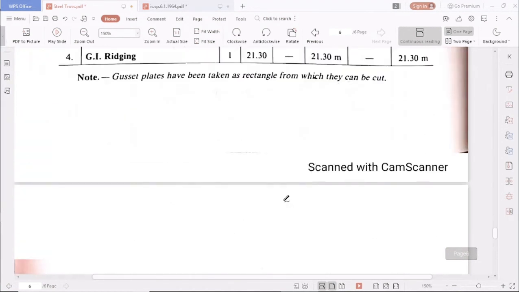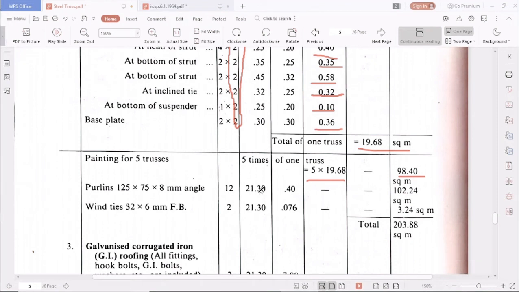Same calculation. So purlins 125, 12 into 21.30. Here the width is 0.40. How is it 0.40? It is 125 plus 75, into 2. We get 200, that is, it will be 400 mm, so 0.4. Wind ties are also the same: 32 plus 6 is 38, 38 into 2 is 76. So 0.076 meter for the painting work.